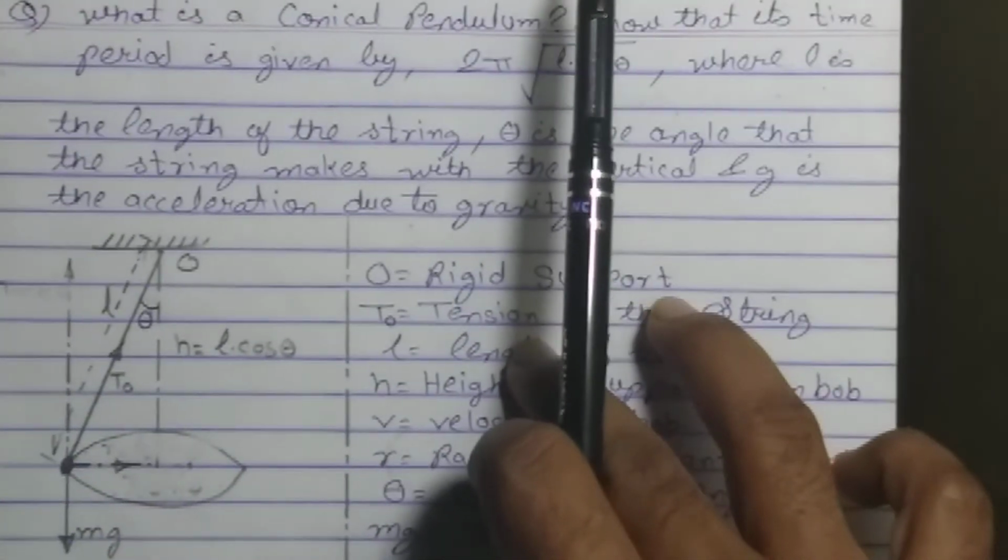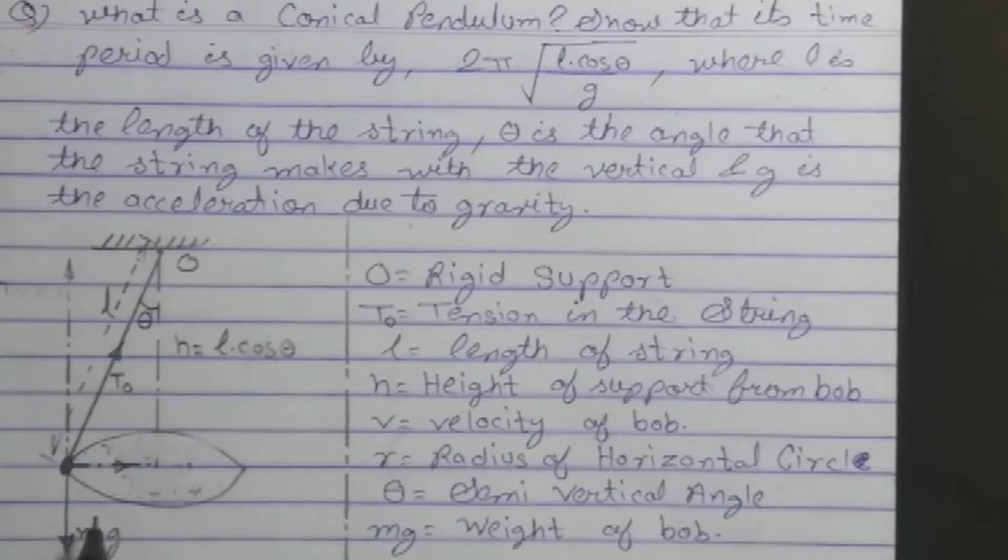Let the bob be displaced from its mean position. Initially the bob will be over here. It is displaced from its mean position and whirls around a horizontal circle. It will move like this, and we observe that when it moves, it forms a cone. When the bob is moving along a horizontal circle, let the angular velocity of that bob be omega.